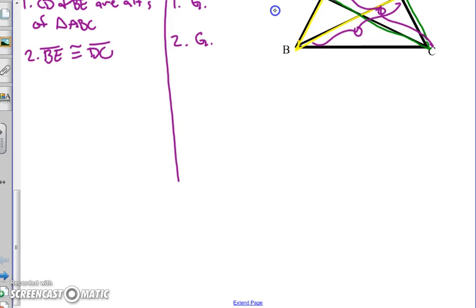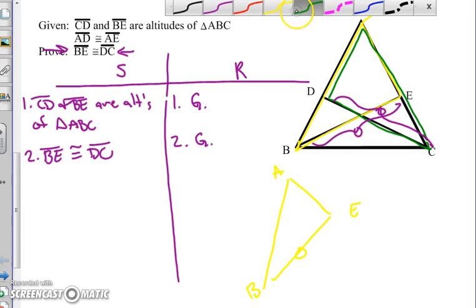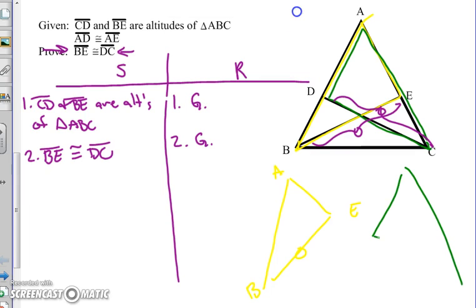But I'm going to redraw them. So that's what I've got. All I have is one side. Well, that's not really enough to prove two triangles are congruent to each other. But we haven't really used this first thing about the altitudes, that first given. So if those are altitudes, yes, I do have a whole bunch of right angles, but only a couple of them are actually helpful for us.